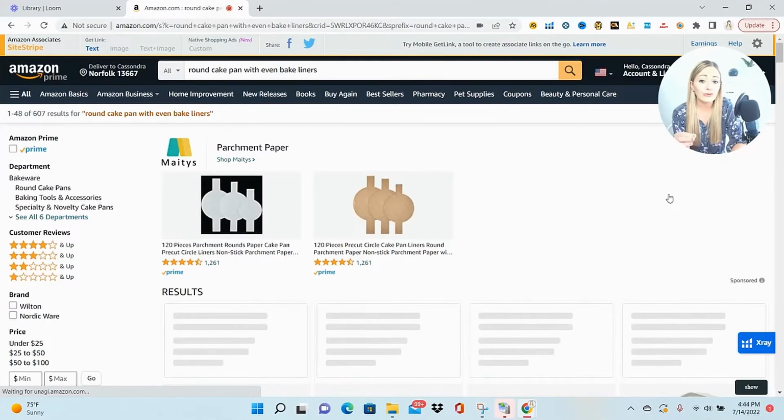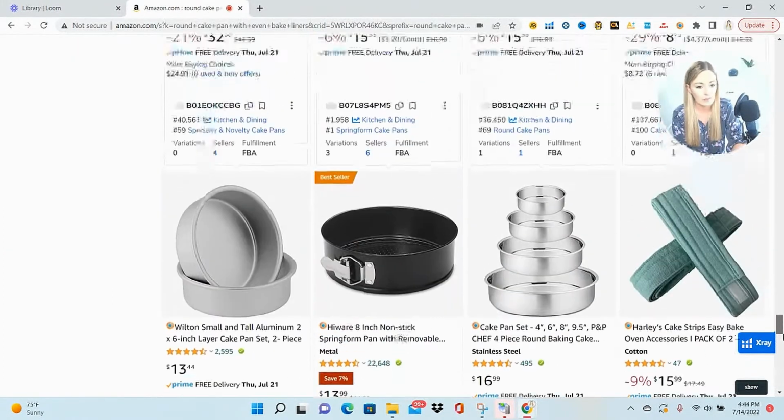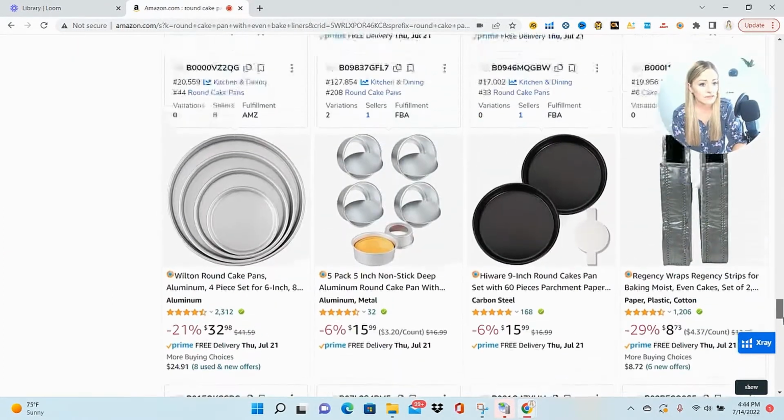Now I can go on a little further. I want my round cake pans with even bake liners. That's what we thought about bundling them with. There are 607 results that have those key terms. So again, 7 pages of competition. What can we do to make ourselves stand out?